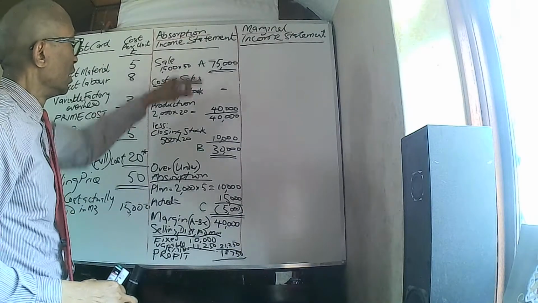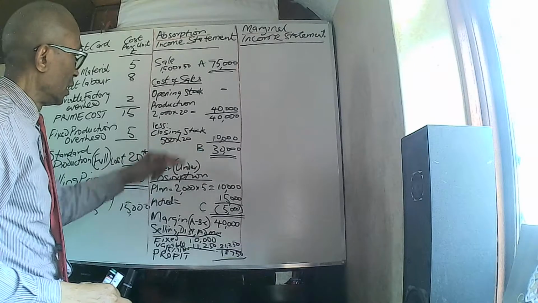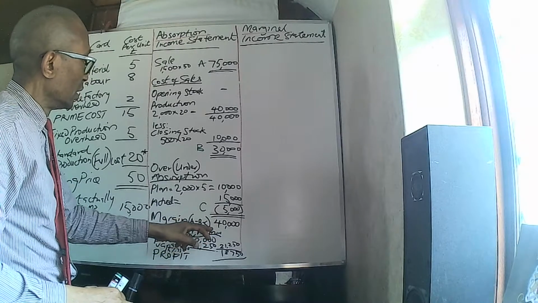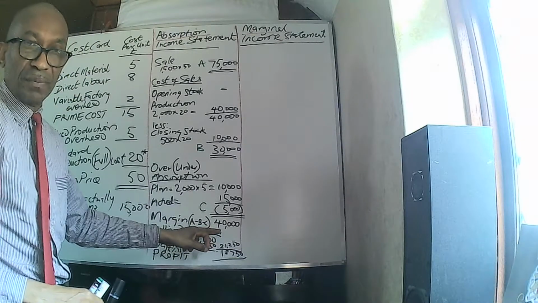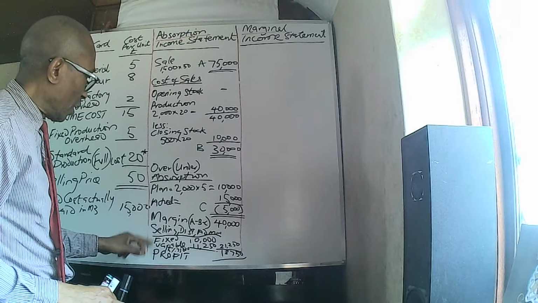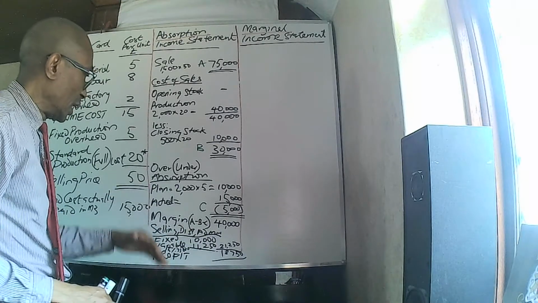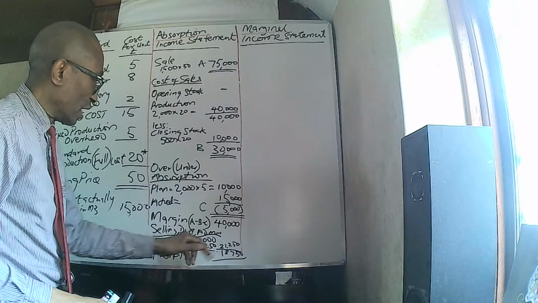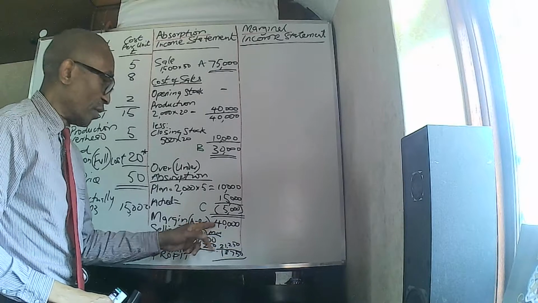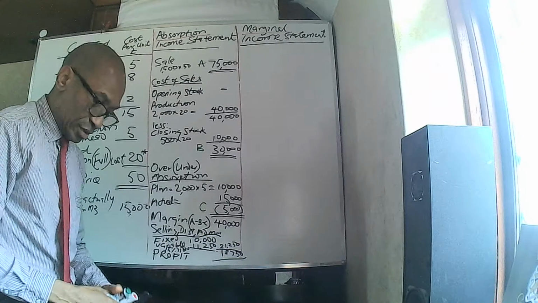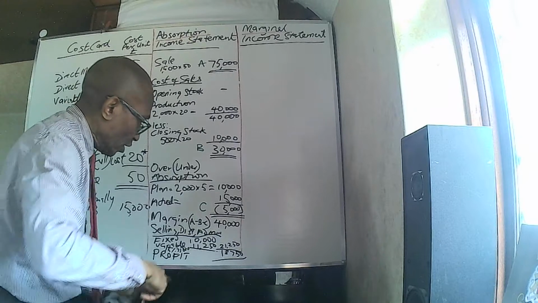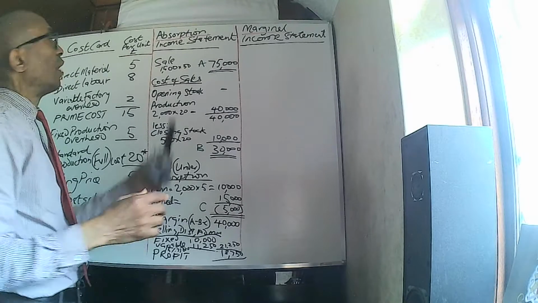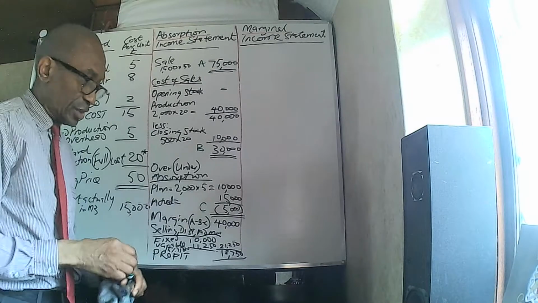The turnover less the cost of sales, less the under absorption of 5,000, gave us a margin of 40,000 pounds, less the other functions, which are distribution, administration, and selling. Two of them together give us 21,250. Knock it off from the 40,000, you get 18,750 profit under absorption costing. All right, that's it. So let's see what we're going to find out under marginal costing.